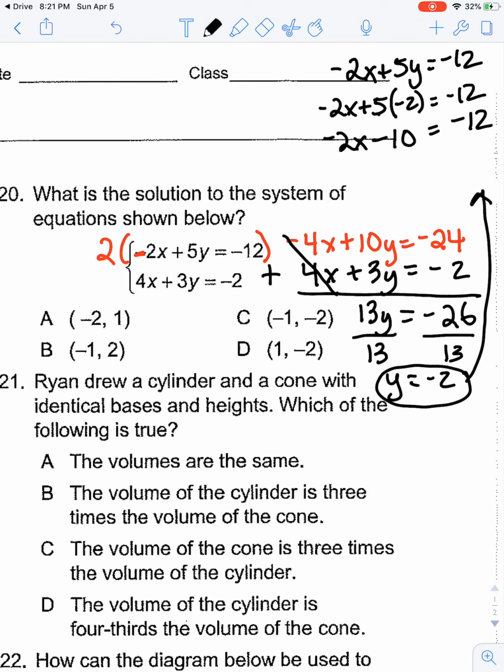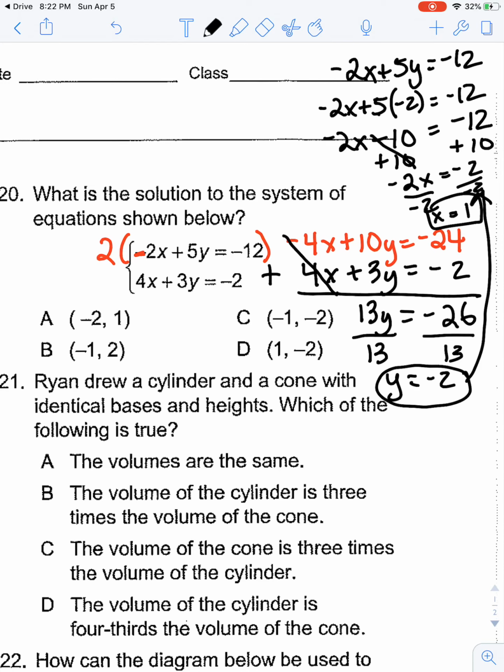Now I've got to get, let's move that negative 10 over to the other side by adding it back. I'm going to add it back over here. That gets rid of that, leaves me with negative 2x is equal to, and then negative 12 plus 10 is negative 2. All right, so negative 2x equals negative 2. I'm going to divide both sides by negative 2 to get x by itself. So now x is equal to 1.